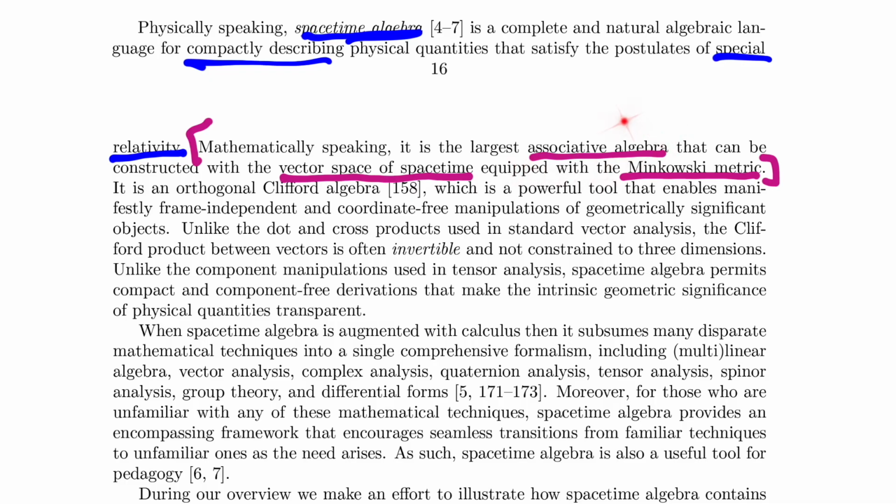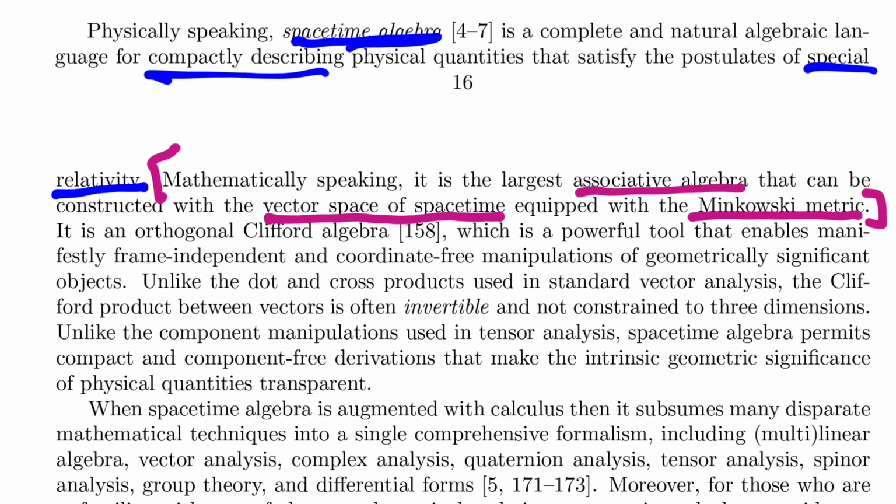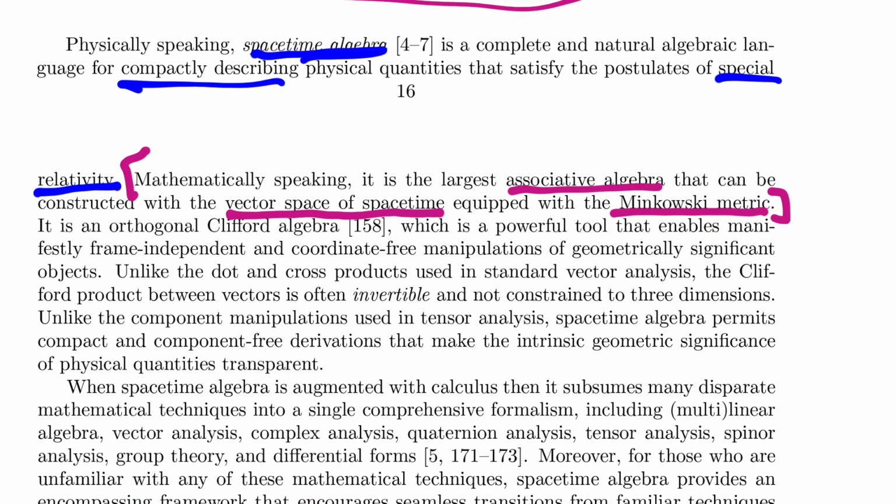What have we done? We figured out this word, associative algebra, that can be constructed with the vector space of space-time equipped with the Minkowski metric. So obviously, they're going to use what they're calling the vector space of space-time and the Minkowski metric on that vector space to create this associative algebra. So I guess we need to understand, what do they mean by the vector space of space-time? What is this all about? And equipped with the Minkowski metric, what is that all about?